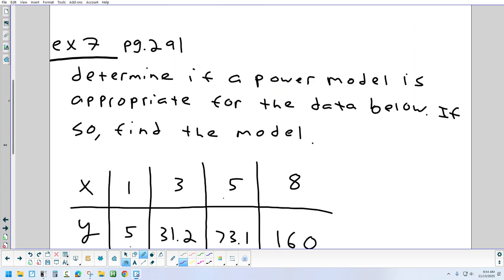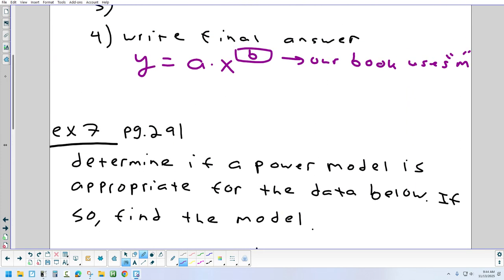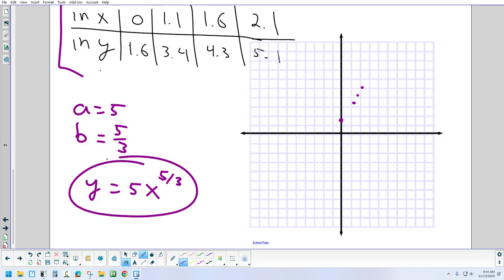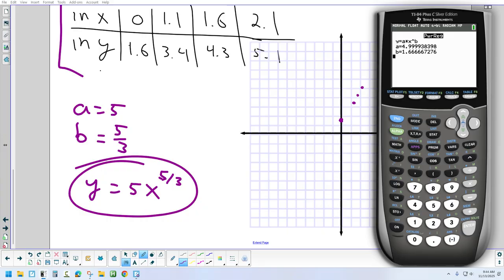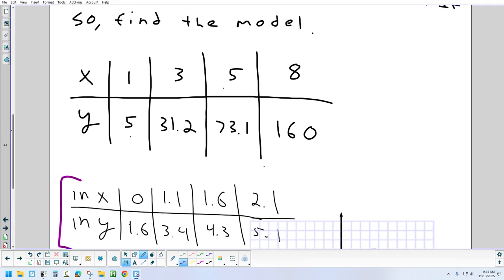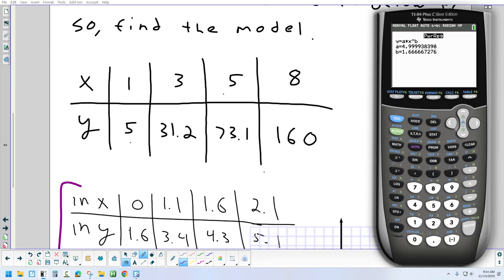Okay, so final answer, y equals a times x to the b. Y equals 5 times x to the 5/3. That is the power model for this statement. 5x to the 5/3. Now what I want to do is graph it and see how good is it.